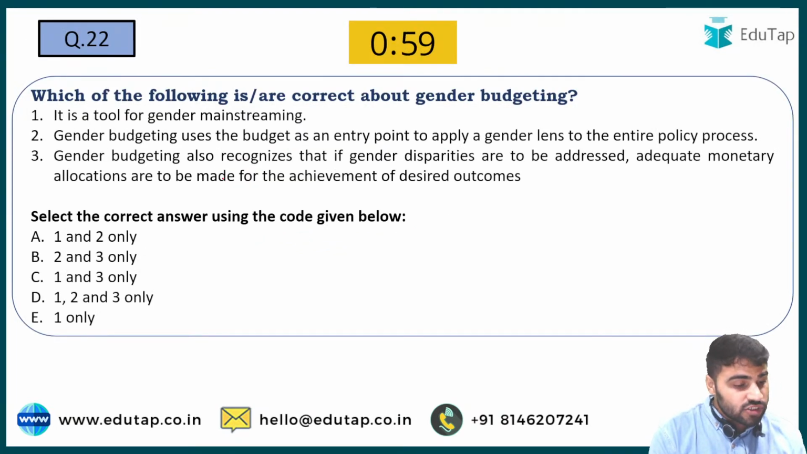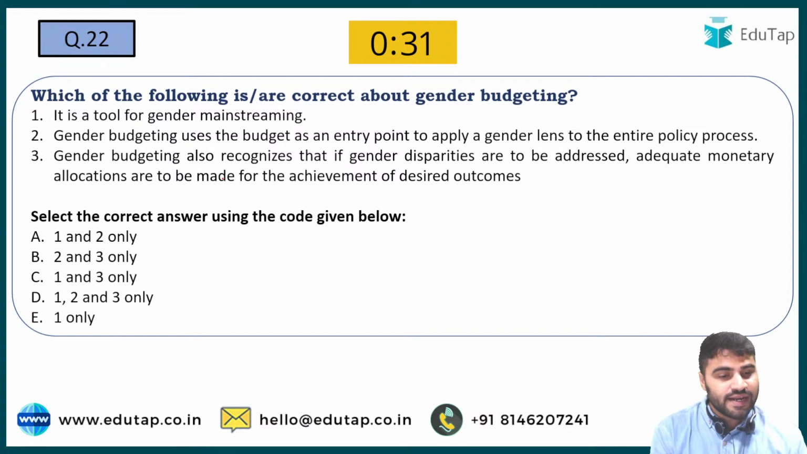Now let's move to question number 22. Which of the following is correct about gender budgeting? 1. It is a tool for gender mainstreaming. 2. Gender budgeting uses the budget as an entry point to apply a gender lens to the entire policy process. 3. Gender budgeting also recognizes that if gender disparities are to be addressed, adequate monetary allocations are to be made for the achievement of desired outcomes. Your options are 1 and 2 only, 2 and 3 only, 1 and 3 only, 1, 2 and 3 only, or 1 only.